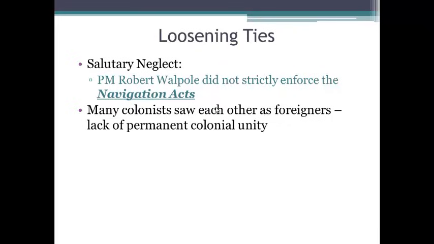So many colonists also during this time saw each other as foreigners. They didn't really have anything in relation with somebody from another colony. So there's this lack of a permanent colonial unity, but this is going to change in the coming years.